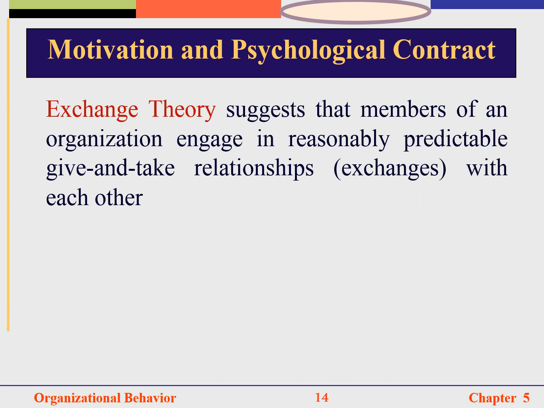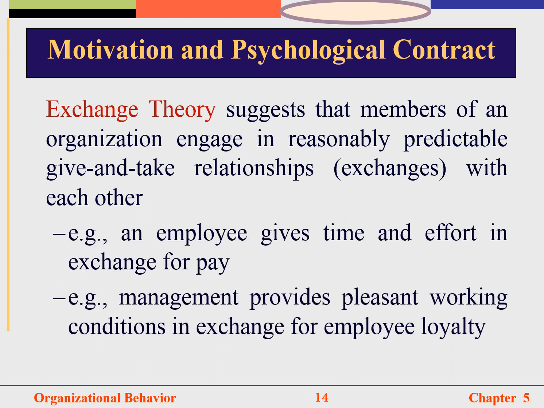According to the exchange theory, members of an organization, employees, managers, whatever, are usually engaged in a reasonably predictable give and take relationship. We call it an exchange relationship with each other. The organization gives people salary, working conditions, recognition, rewards, and also people usually give the organization something in turn, like time, effort, qualifications, experience. So there is a give and take relationship between the individual and the organization. Just for example, employees usually give time and effort to the organization in exchange for money, payment. Also management gives pleasant working conditions in exchange for employees' loyalty. So it is a give and take relationship.